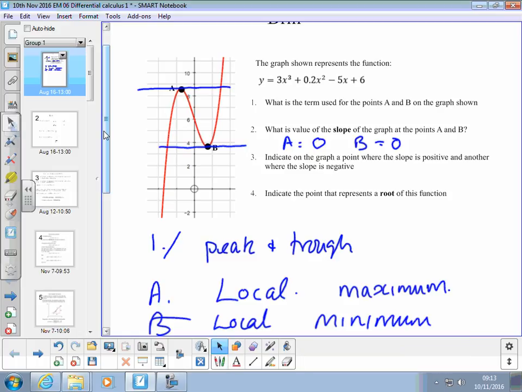Indicate on the graph a point where the slope is positive and another where the slope is negative. Where on that graph might I be able to indicate a slope that's positive? In the first bit going up, so we could have a positive slope anywhere along that portion. If I drew a tangent to it, I'd have a positive slope. Equally, I could go up there after B, and I'd have a positive slope anywhere up that line. So a point if you have marked any position between B and the top, or any position between A and the bottom, that would be where you'd have a positive slope. Consequently, you have a negative slope downwards on any point between the points A and B marked on the diagram. Point for that.